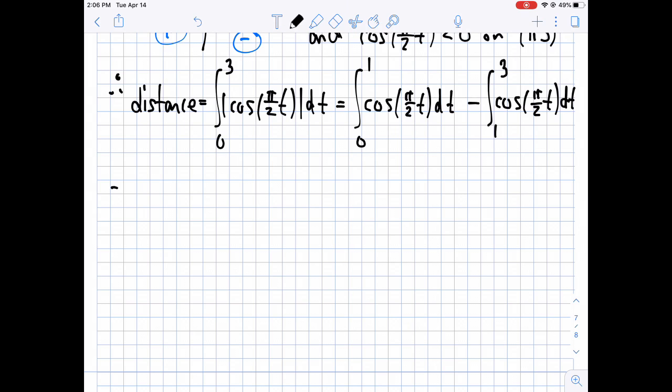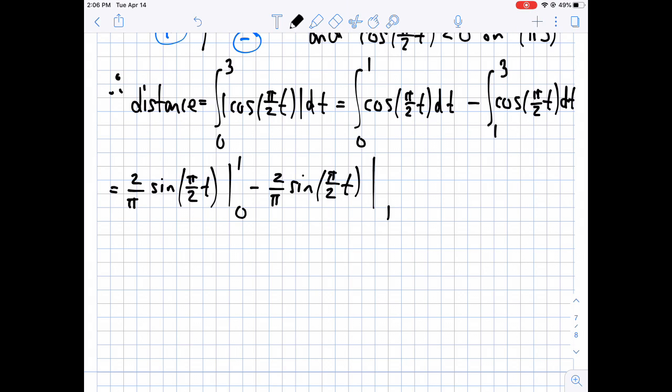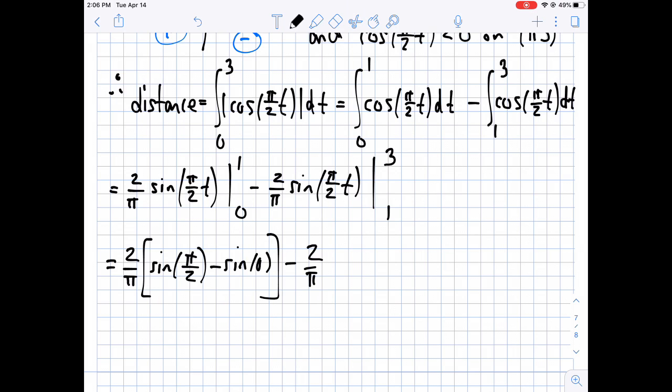We end up getting in the first one, we have the same antiderivative, so it's going to be 2 over pi times sine of pi over 2t. We evaluate that from 0 to 1. In the second one, we subtract it, so that's minus 2 over pi sine of pi over 2 times t, and that one's from 1 to 3. So we finish off FTC2 for both of them. We have 2 over pi multiplied by sine of pi over 2 minus sine of 0, minus 2 over pi times sine of 3 pi over 2 minus sine of pi over 2.